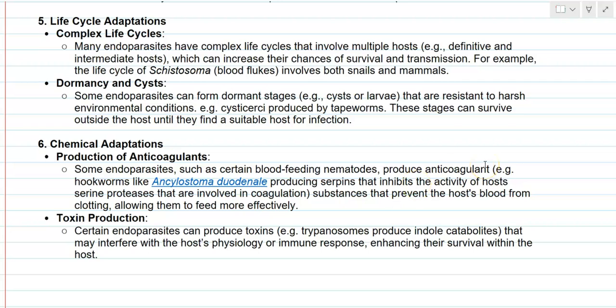The next case is toxin production. Certain endoparasites can produce toxins. Say, for example, Trypanosoma that causes sleeping sickness produces indole catabolites that can interfere with the host physiology and immune responses. This could enhance the survival of this particular Trypanosoma for a long period in the host system.